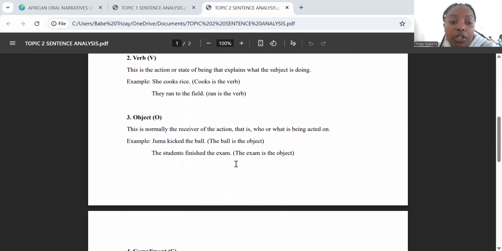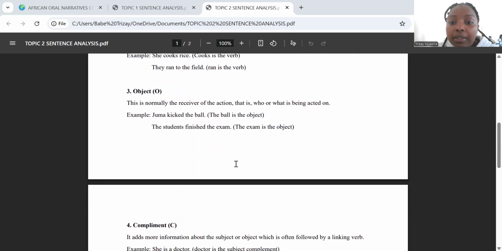The next element is the object. This is normally the receiver of the action, that is, who or what is being acted on. For example, Juma kicked the ball. The ball will be the object. The students finished the exam. The exam is the object. Or Juma ate the food. The food will be the object since it's the one being eaten. The ball is the one being kicked, the one receiving the action.